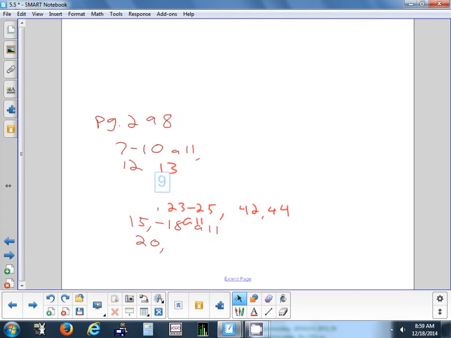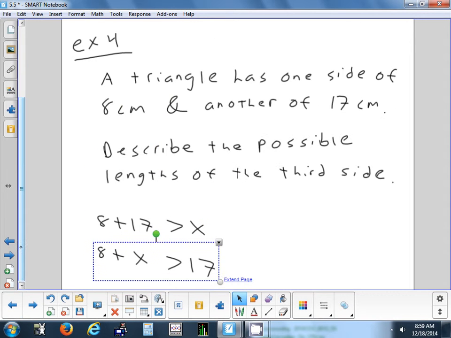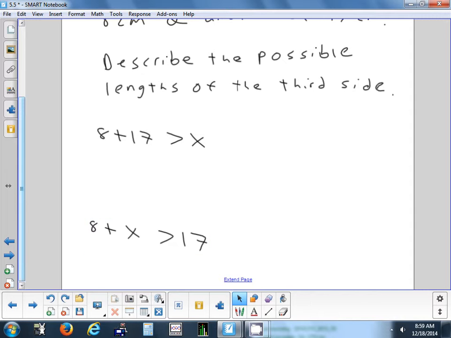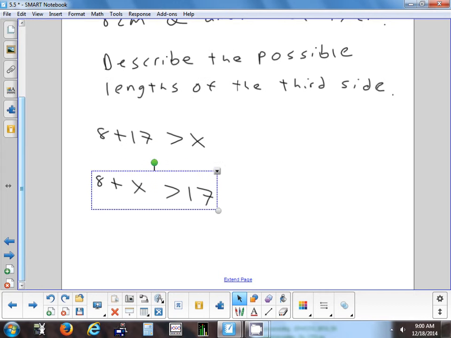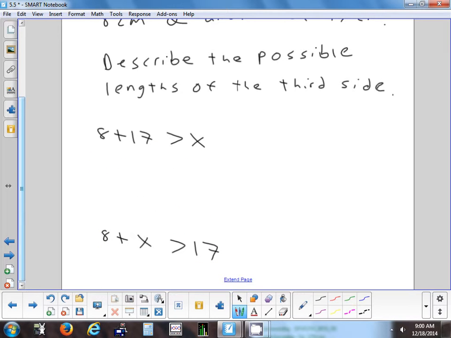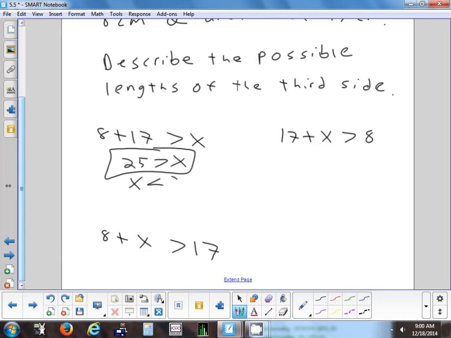Let's move it down a little bit. And hold on. Try it again. So 8 plus x is greater than 17. And one more. Yeah. 17 plus x is greater than 8. 17 plus x is greater than 8. So if you want to check and see if you got them all, check the right-hand sides. x, 17, 8, yep, you got them all. All right. 8 plus 17 gives me how much? 25. All right, so I know 25 is greater than x. In other words, x is less than 25.